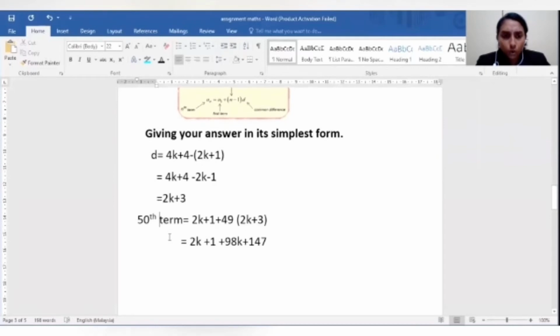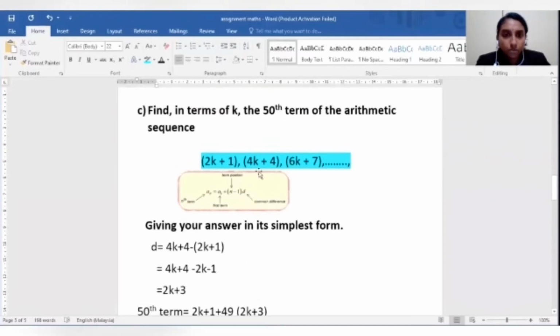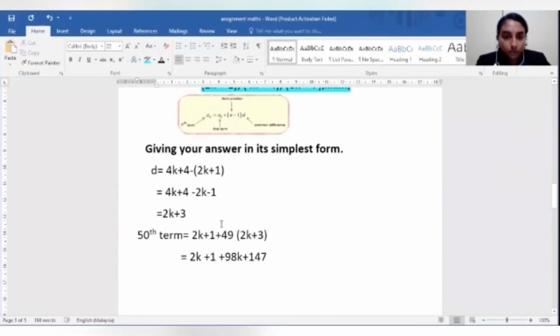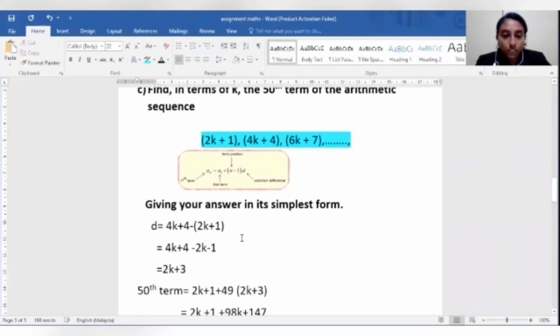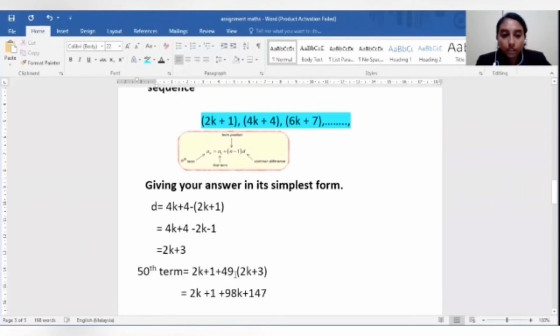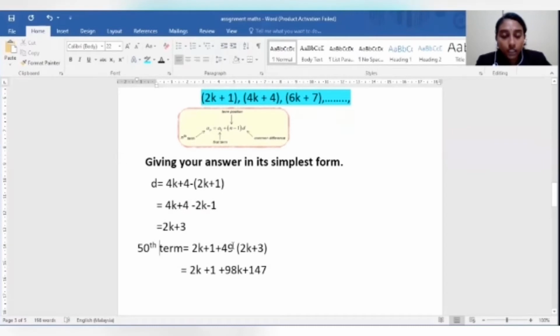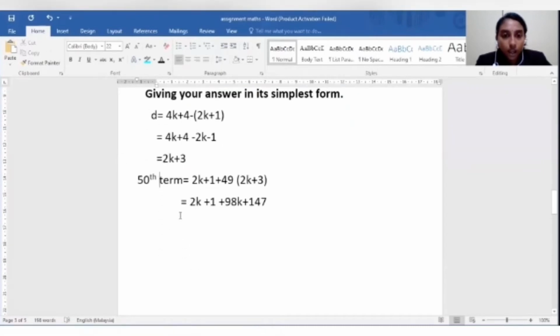After we identify the common difference, which is 2k plus 3, it's very easy to identify the fifth term. In this question, they already mentioned the fifth term. So we put the fifth term in front, and then we just follow the formula, which is 2k plus 1 because that's the first term, and then plus 49. Why do I put 49? Because n negative 1. Our n is 50. 50 negative 1 is 49. And then the last is the common difference, which is 2k plus 3. If we calculate this, we will get the last answer, 100k plus 148.